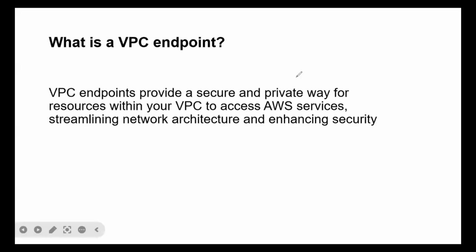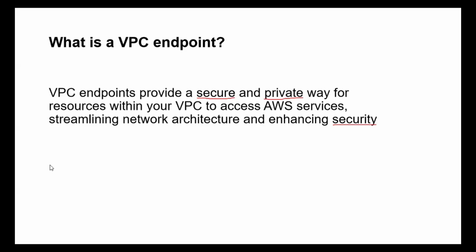VPC endpoints provide a secure and private way for resources within your VPC to access the AWS services, typically enhancing the security. So the primary objective of the VPC endpoint is, if at all any resources within your VPC wants to communicate with other AWS services like S3 or a DynamoDB, etc., through a private link, not via the internet, through a private link, then in that case, we can set up a VPC endpoint. And the primary objective of this VPC endpoint is to facilitate that communication using the private link in order to enhance the security and avoiding any exposure to the internet.